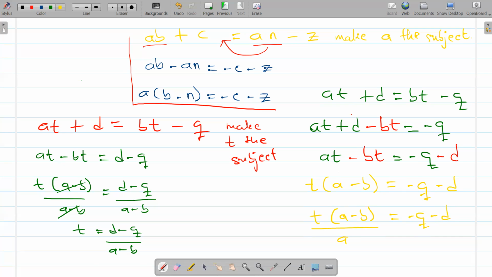So I'll divide by this A minus B. Then I will eventually get T is equal to minus Q minus D over A minus B. And this is not the same as this, as I did. So you take it step by step.